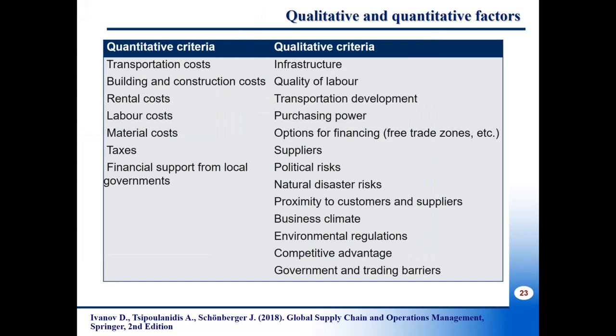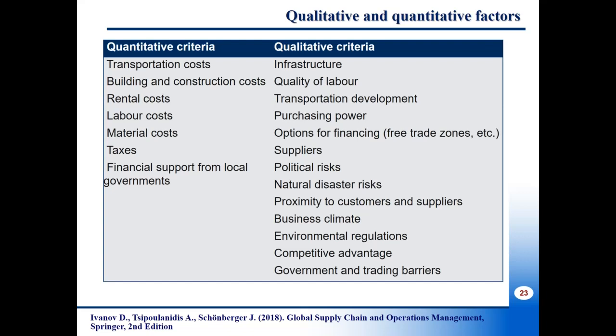These are qualitative and quantitative factors that are involved in determining the exact location of our central warehouse. For instance, but it is not limited to only these criteria. We also have others, and you can add based on your specific situation in finding warehouse locations or any other supply chain facility location. First, for quantitative criteria, we have transportation cost, building and construction cost, rental cost, labor cost, material cost, taxes, financial support from local governments.